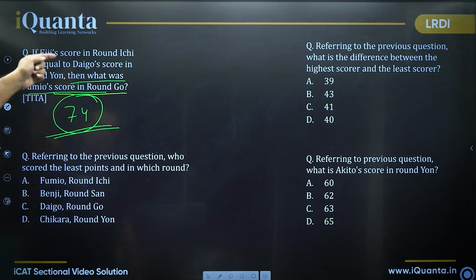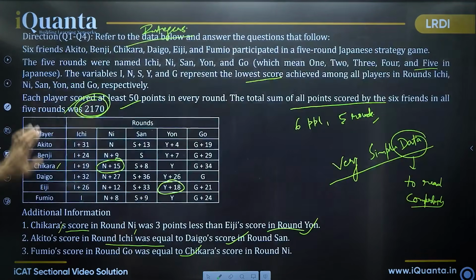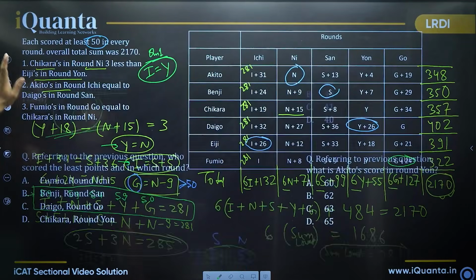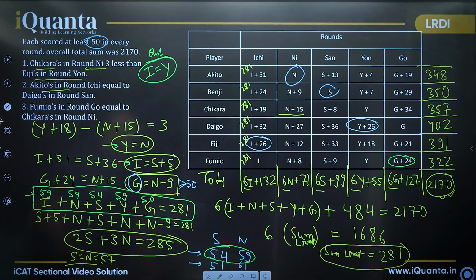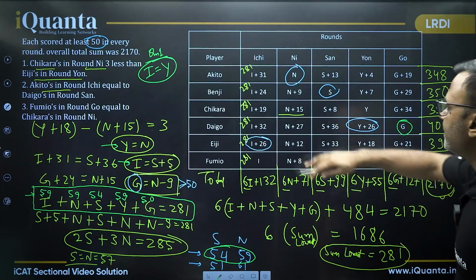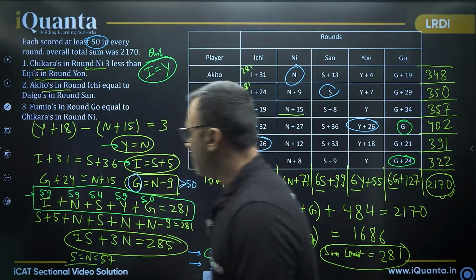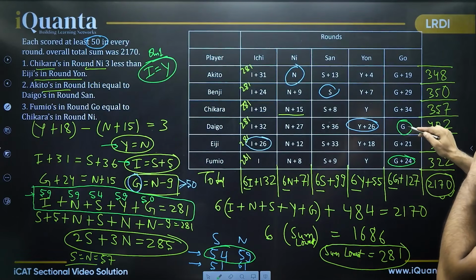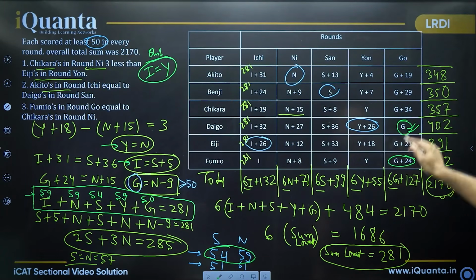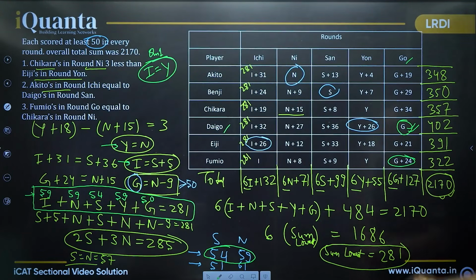Now referring to the previous question, that means the same data, who scored the least points and in which round? Check it carefully. I think the least of anyone is G, that is 50. All of them are presented with a plus sign, so they will be either other values or more than that. So this is the lowest score. So Daigo and round Go. All the others are going to be more than this, right?